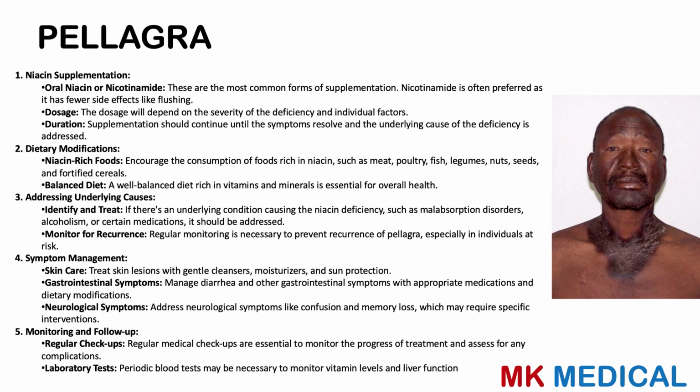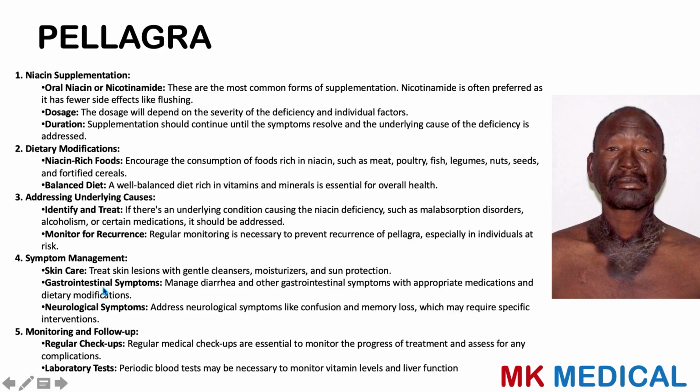Then in terms of the dietary modifications, you encourage them to take niacin-rich foods, things like meat, poultry, fish, legumes, nuts, seeds, and even fortified cereals. And of course, they should have a balanced diet overall which is rich in the vitamins and the minerals. Or address the underlying cause. If it's a malabsorptive disorder, if it's alcoholism or certain medications, all those things must be addressed. Because if they're not addressed, this will keep coming back.